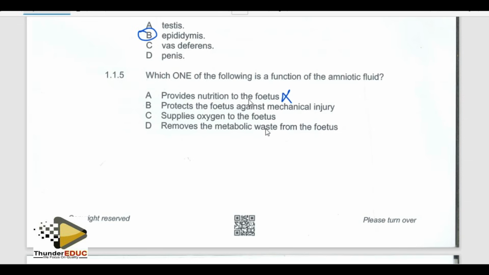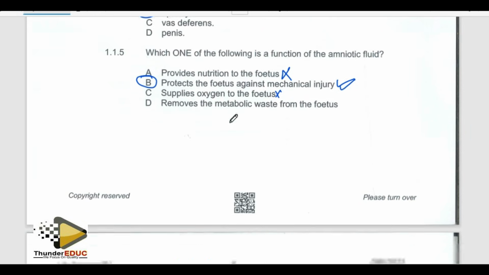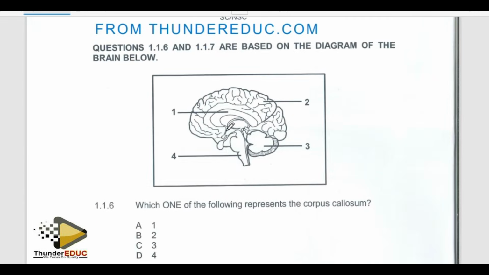so this one is out. Then protects the fetus against mechanical injury. This is correct. Let's see if there is a more correct answer. Supplies oxygen to the fetus. No. And then removes metabolic wastes from the fetus. No, that's not a function of amniotic fluid. So the actual answer is going to be B. So there you get 2 marks. I hope. So let's go to the next question.